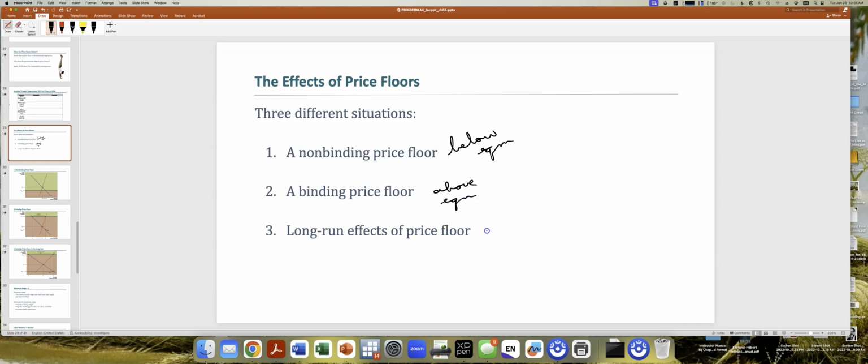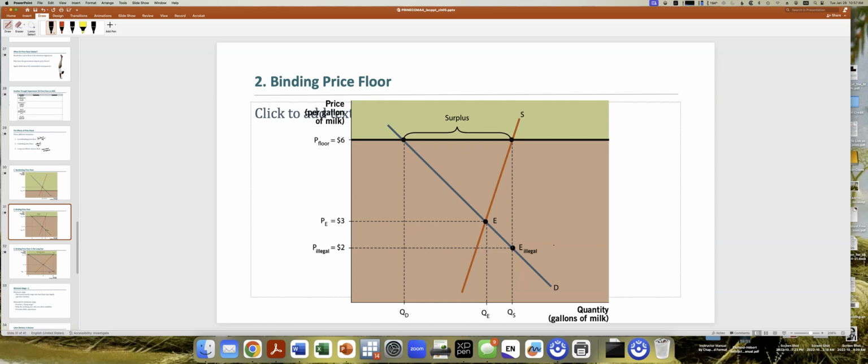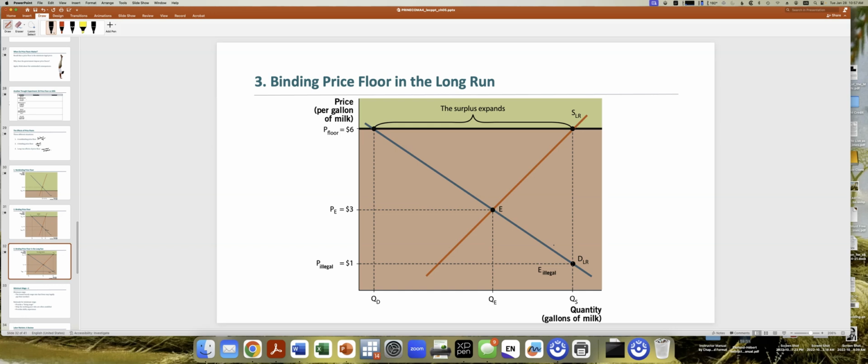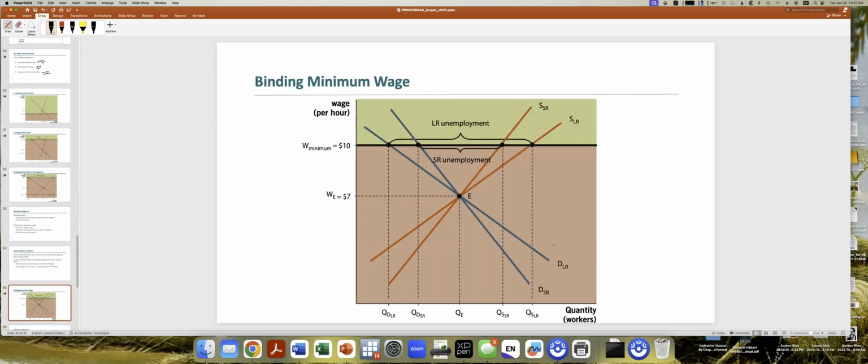And the long run effect is that it causes a surplus. And there's our non-binding, and our binding causing that surplus. And what we see over time is that as the curves become more elastic, the size of the surplus gets larger. Okay, there's our minimum wage, which I've already talked about quite extensively.